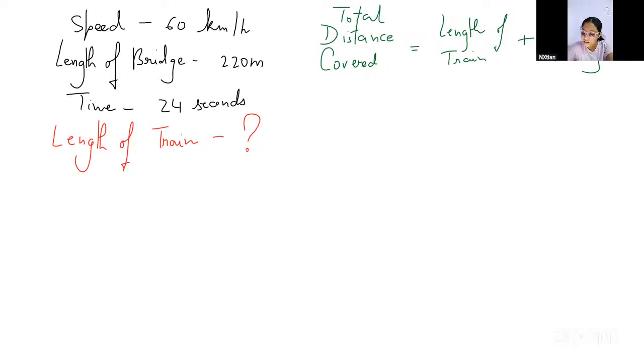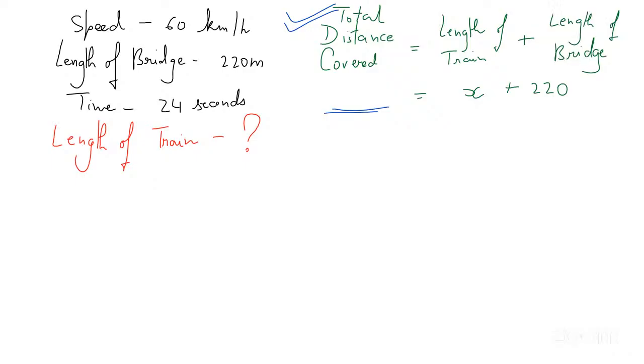Now length of train is X, I don't know. Length of bridge is 220. But I don't know the total distance covered. So first, I calculate the distance that is covered, then from that I will subtract the length of the bridge to get the length of the train. When I subtract bridge length, I will get the train length. So first, let's find out this quantity.